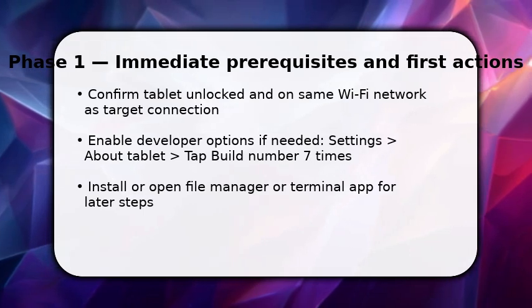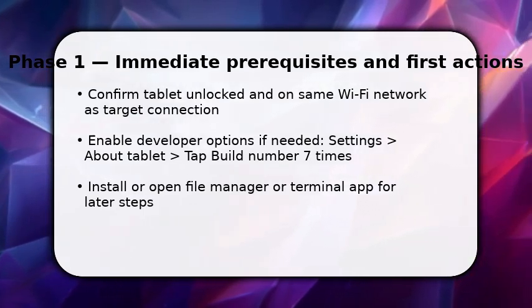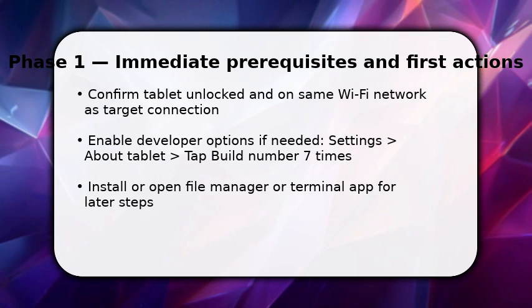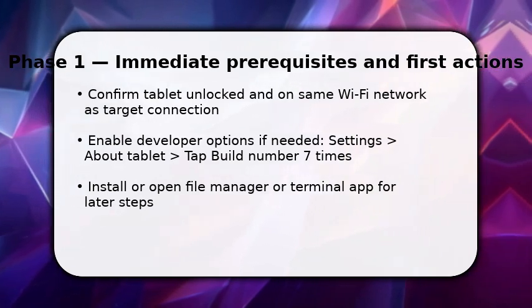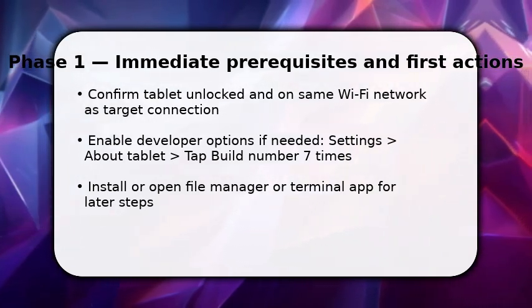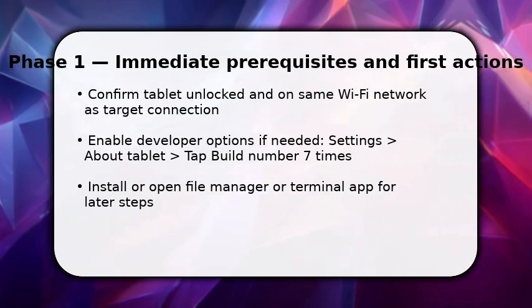You start by making sure the tablet is unlocked and already connected to the Wi-Fi network whose password you need. Once done, open Settings and go to Network and Internet, then Wi-Fi. This is where connections live.